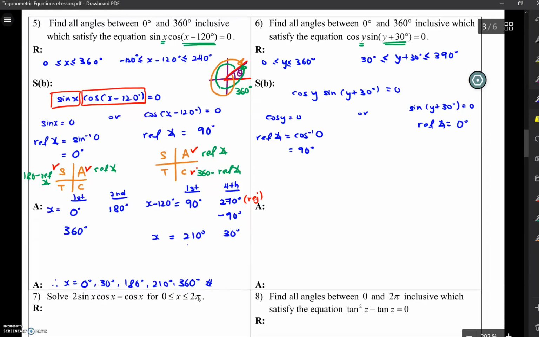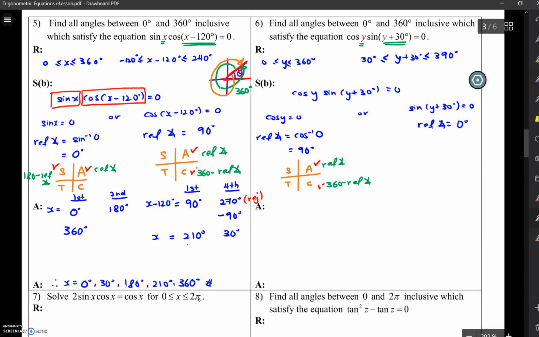Okay, we are done with the second step. Clear? Now for the third step, we have ASTC. We write down ASTC again, and we need to determine which quadrant it is at. Similarly again, we treat our 0 as a positive number. In order for cosine to be positive, which quadrant should it be? It's the first quadrant and the fourth quadrant. For the first quadrant, the answer is just the reference angle. For the fourth quadrant, it will be 360 minus the reference angle.